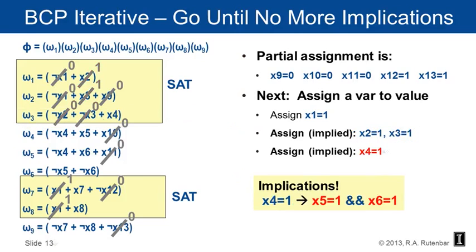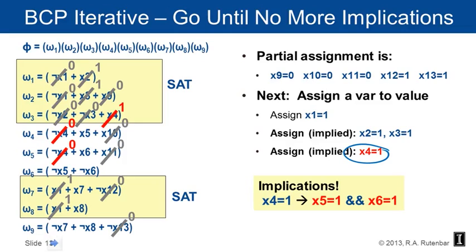So we are about to set x4 to be equal to a 1. And again, I have grayed out all of the previous assignments. And so if I go in and I set x4 to 1, well, clause omega 3 is satisfied. No surprise. Clause omega 4 is now unit because x4 is a 0.